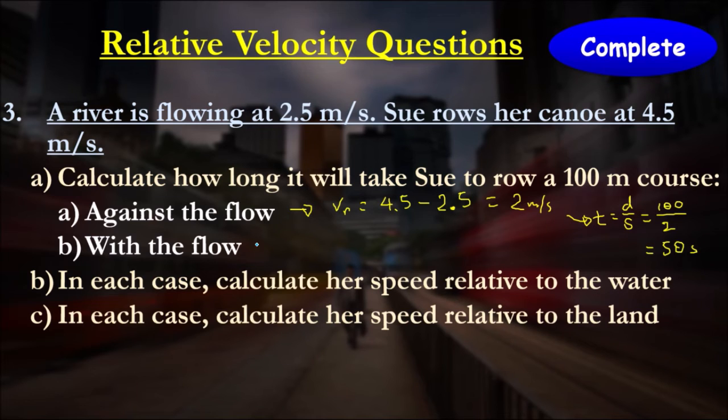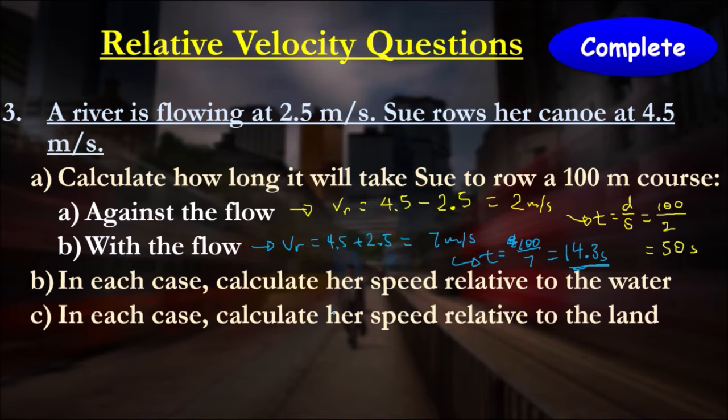If I switched it around and she was going with the flow of the river, that'd be 4.5 plus 2.5, and that would be equivalent to 7 meters per second. So the time taken in this scenario would be 100 divided by 7, and that would take Sue about 14.3 seconds instead.